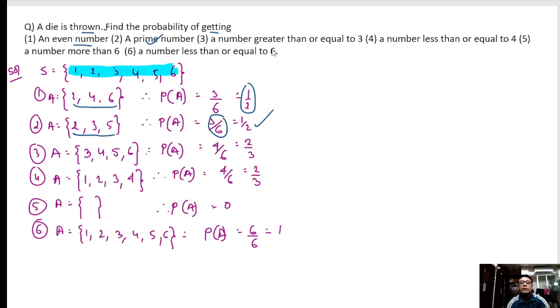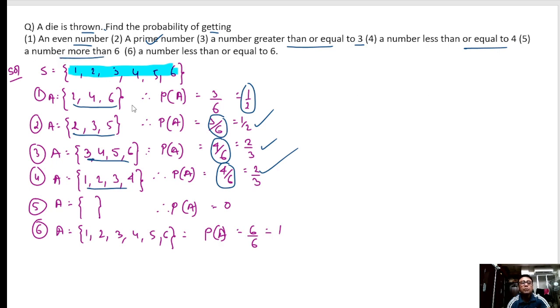Number greater than or equal to 3. So these are the options. So 4 out of 6. A number less than or equal to 4, less than 4 or equal to 4. These are the options. 4 out of 6.